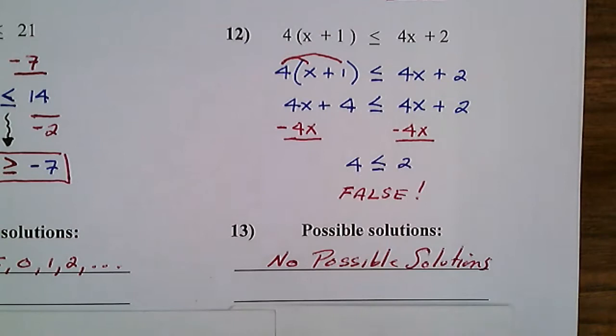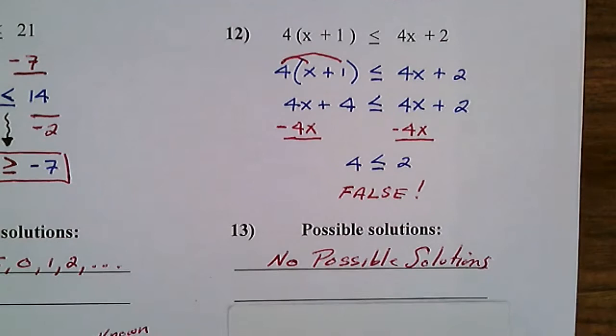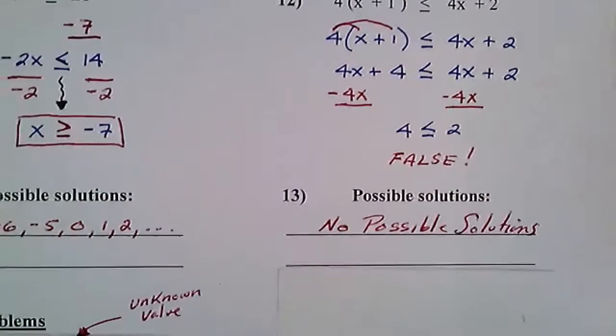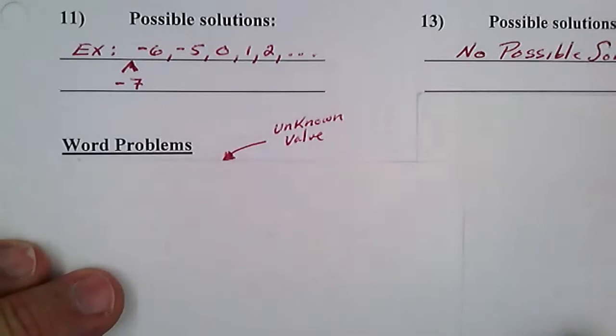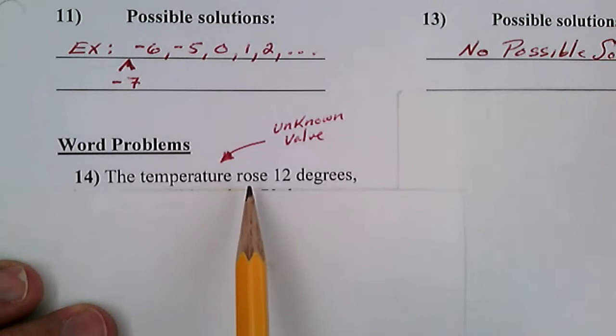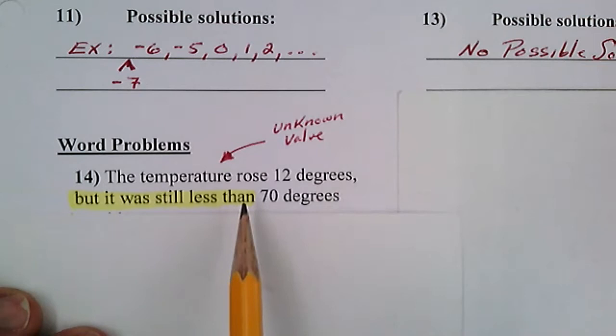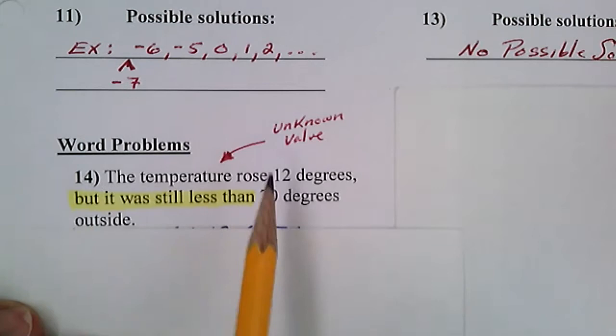Now you have some word problems in this assignment also. So let's go ahead and look at 2 examples and then you will have some homework problems. So let's go ahead and look at this word problem right here, number 14. Okay, so it says the temperature rose 12 degrees, but it was still less than 70 degrees outside. Okay, so now what we have to do is we have to write an inequality.